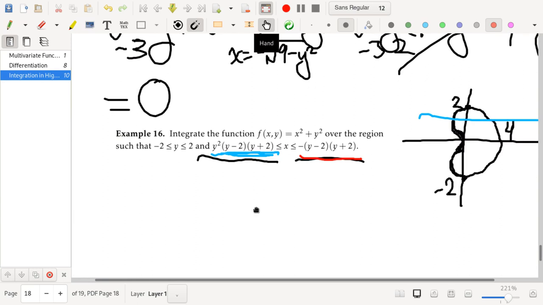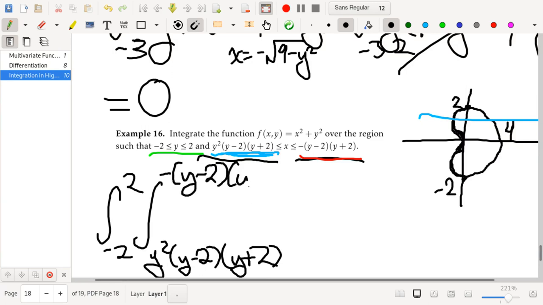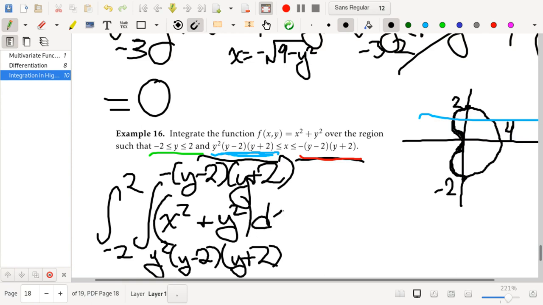And the y values themselves, if we fix y, range between negative 2 and 2. So in the end, we will only need to compute one integral, where y ranges from negative 2 to 2, and x ranges from y squared times y minus 2 times y plus 2 as the lower bound, and the upper bound is negative y minus 2 times y plus 2. The function we are integrating is x squared plus y squared. We integrate with respect to x first because we're fixing y, and then with respect to y last.